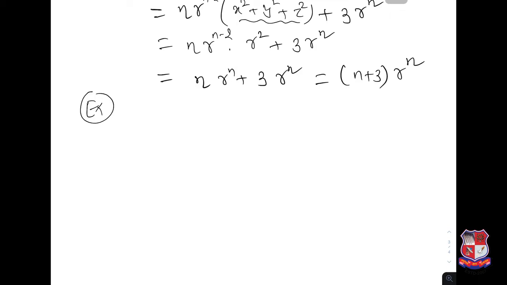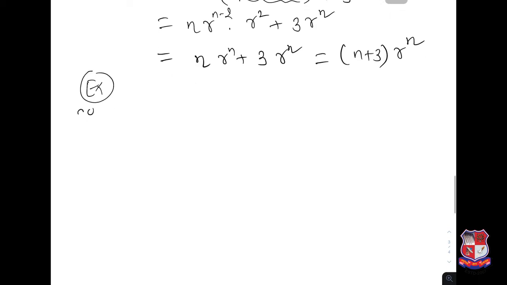We take one more example. This was asked for 7 marks in the 2020 GTU exam. It was asked for 7 marks. So the question is like this.